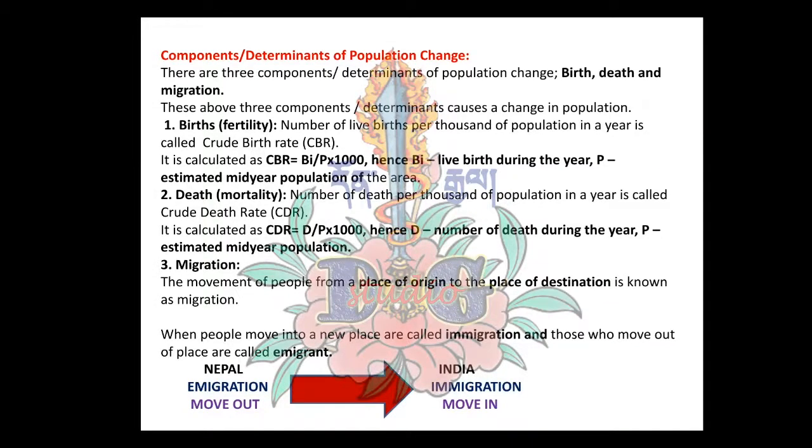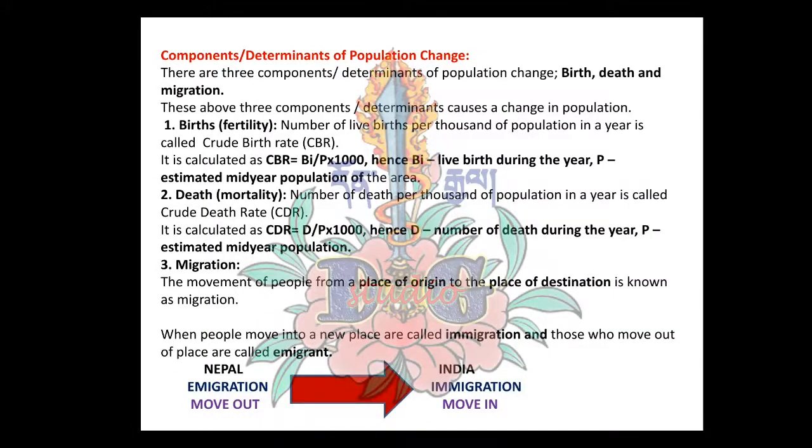Birth we can also say fertility. Number of births per thousand population in a year is called crude birth rate. So that is the formula for how we are going to find the crude birth rate. CBR, crude birth rate, is equal to B, which stands for live births, divided by P, which stands for estimated mid-year, meaning June and July, population of a particular region. If we multiply B divided by P into 1000, we can get the number of births per 1000. Next is death or mortality, number of deaths per 1000.